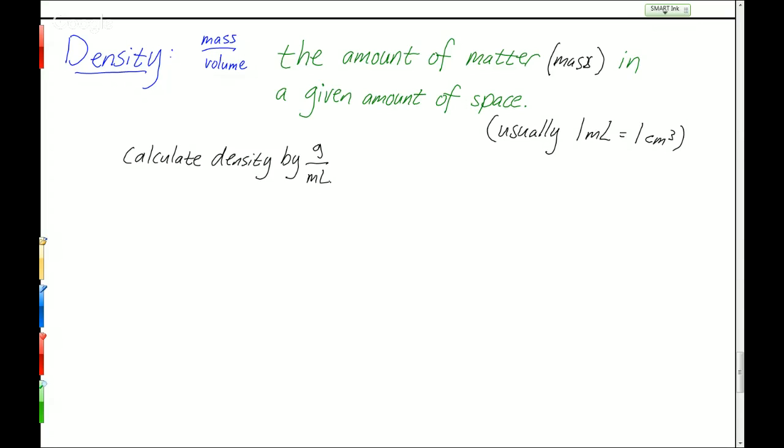Does anybody know the density of water? Right. So water, the density is 1 gram per milliliter. Couple ways to write that. We could write it like that, 1 gram per milliliter. We can write it as a fraction, 1 gram divided by 1 milliliter.